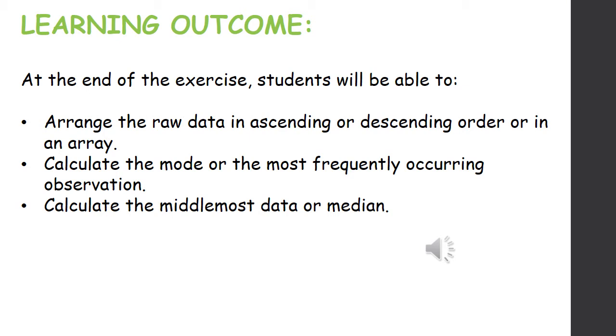The learning outcomes of this exercise are, at the end of the exercise, students will be able to arrange the raw data in ascending or descending order or in an array. They will be able to calculate the mode or the most frequently occurring observation. They will also be able to calculate the middlemost data or the median.